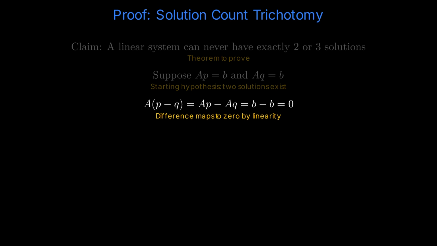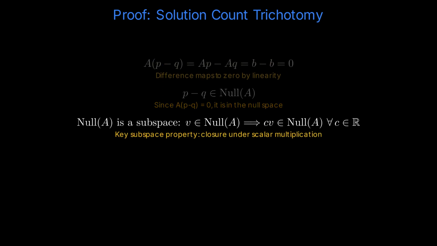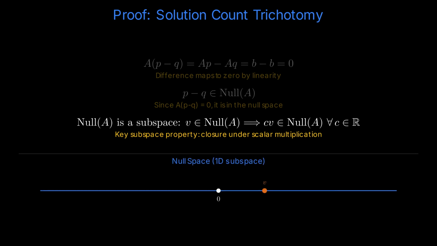By linearity, A times the quantity P minus Q equals AP minus AQ, which equals B minus B, which equals 0. So the difference P minus Q lies in the null space of A, the set of all solutions to AX equals 0. Now here's the key insight. The null space is a subspace, and subspaces are closed under scalar multiplication. This means if the null space contains any non-zero vector V, it must also contain 2V, 3V, negative V, 1/2 V. In fact, every real scalar multiple C times V, that's infinitely many vectors in the null space.